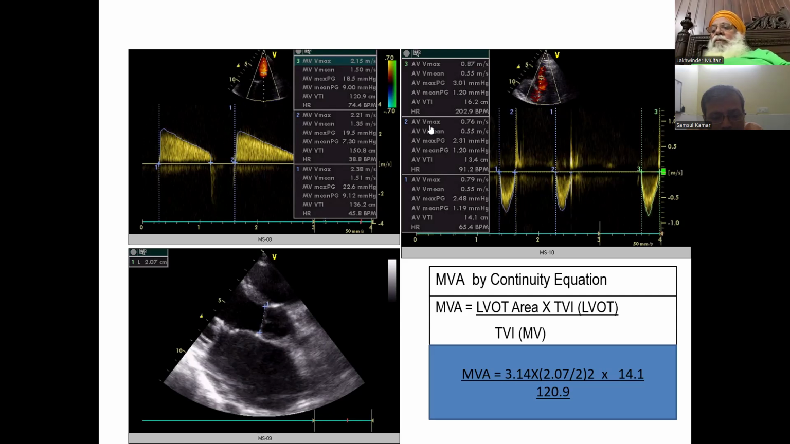From the mean gradient, we should grade the severity. Yes, the mean gradient is one of the parameters for severity of a mitral valve in prosthetic position. Then second, we look at the ratio of LVOT VTI versus prosthetic valve VTI.